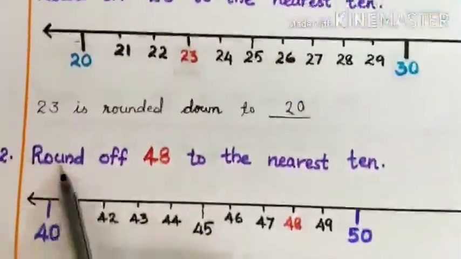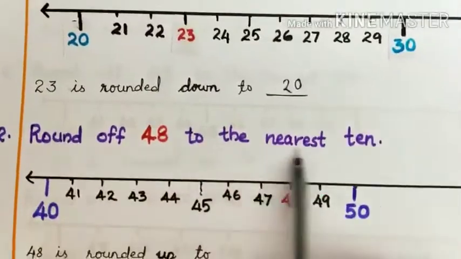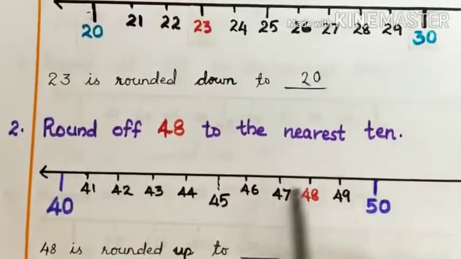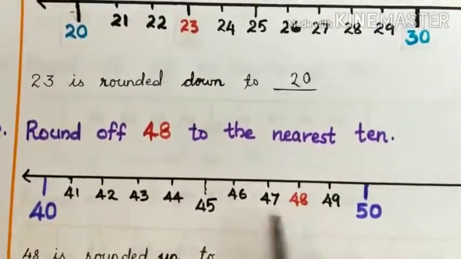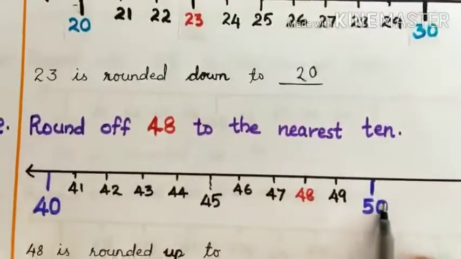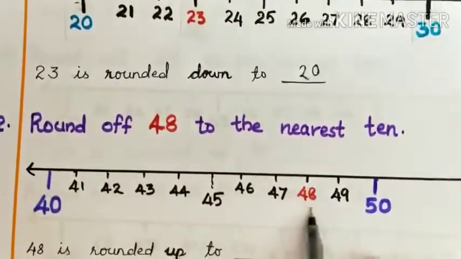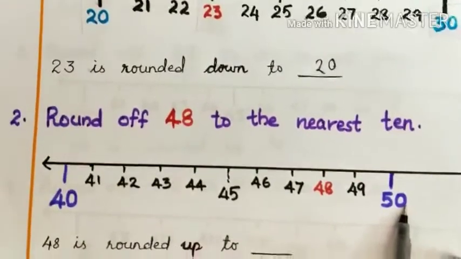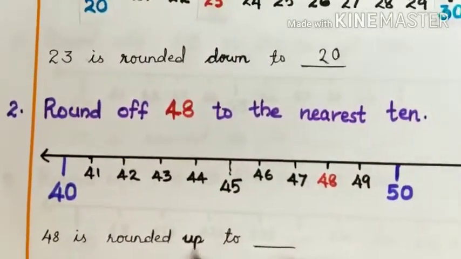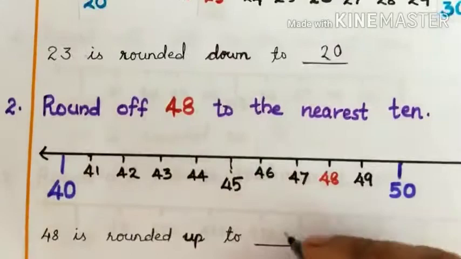Next, look. Round off 48 to the nearest 10. Look at the number line. Where is 48? Is it near to 40 or 50? Yes, 48 is nearer, closer to 50. So, 48 is rounded up to 50.